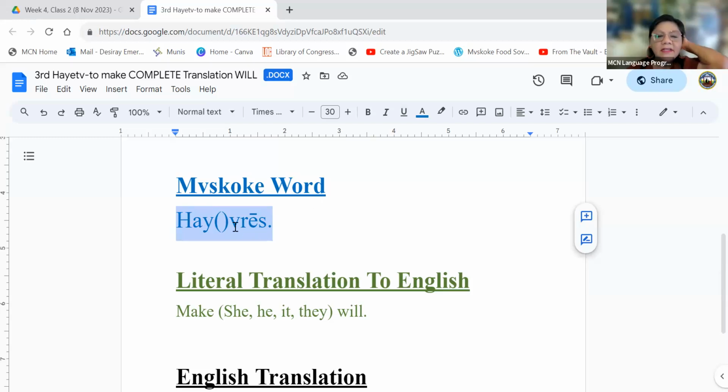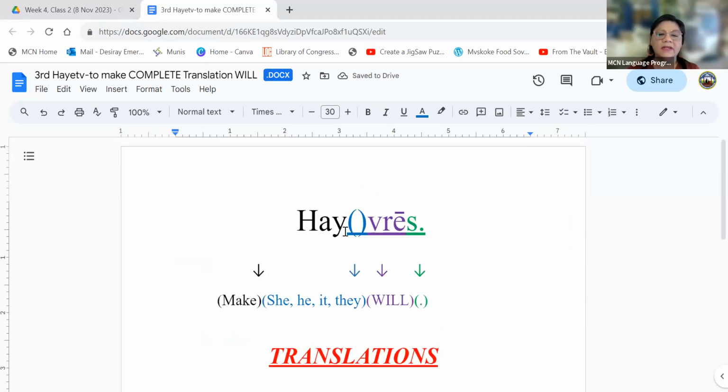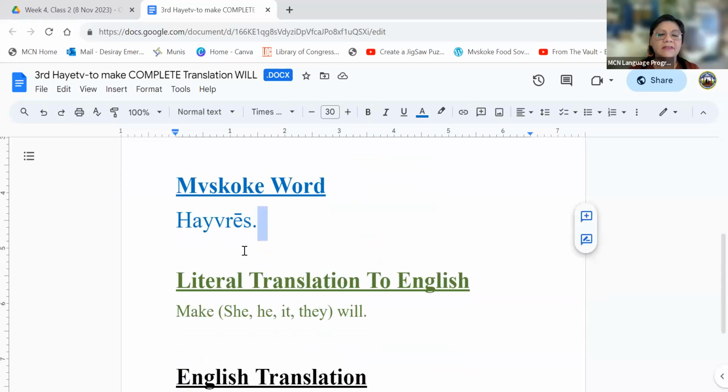So let's go with the word Hayethes. Just think of it like this. Here, let me go ahead and take it out. There you go. That's what it looks like without the parentheses. So Hayethes. So you look at this, and you're thinking Hayeta. Okay, Hayeta's to make. You know, athi means will, and you know the S is the period.